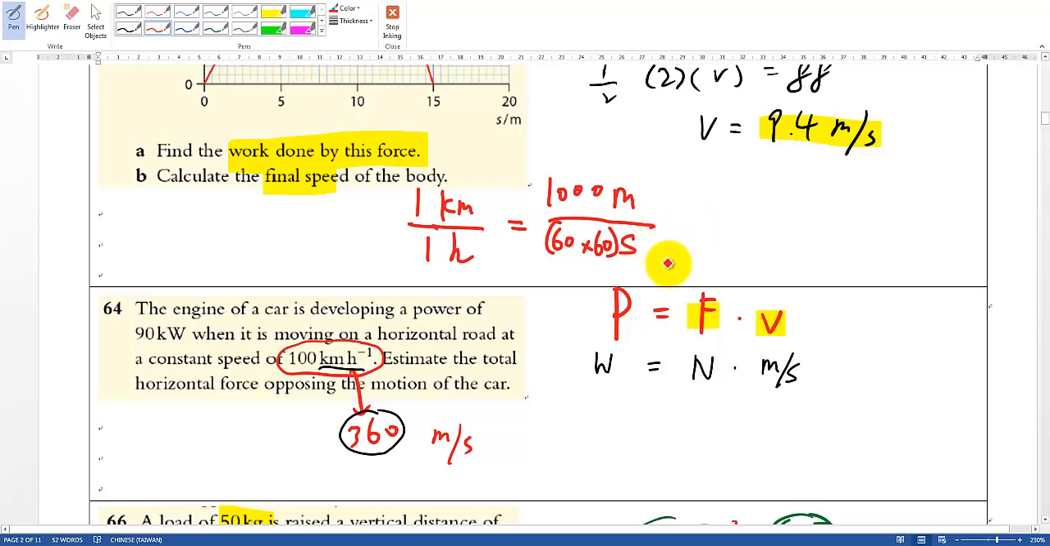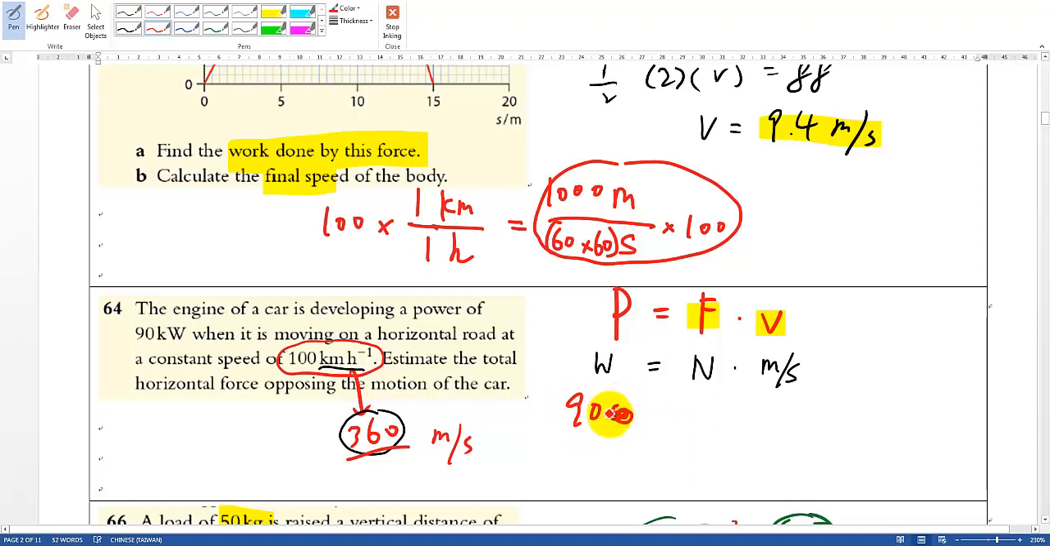So in this case you will find the equivalent, but eventually you want to find not 1 km per hour but 100 km per hour. So on both sides you have to times 100, just like what you do in primary school when you learn about equations. You can multiply or add something on both sides of the equation. So you'll find the equivalent of 100 km per hour will be 360 meter per second if you use the calculator. After you get this done, everything will be easy. So power will be 90,000, force is the unknown, V will be 360, and so you can find the force 250 Newton.